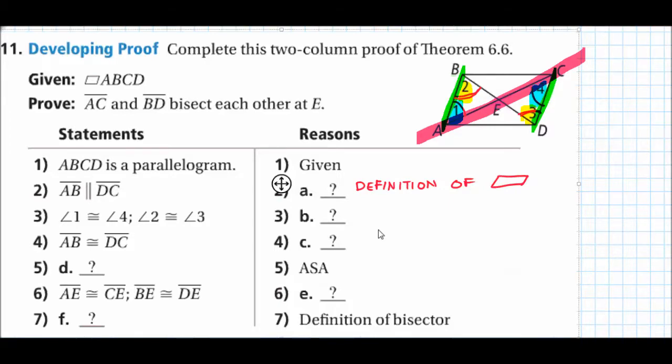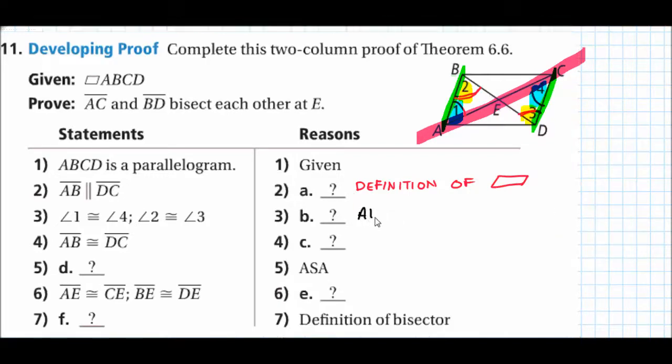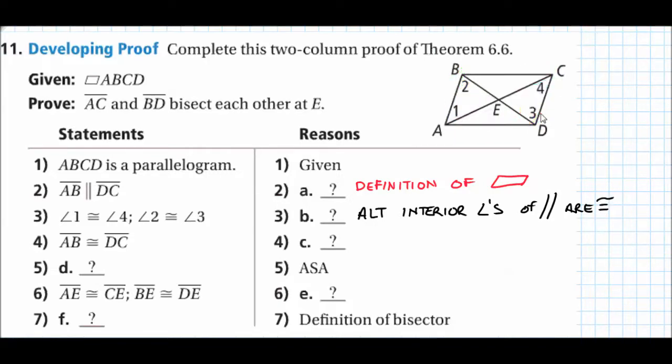So the reason then on number 3 part B is this. If lines are parallel, which we already proved, alternate interior angles of parallel lines are congruent. Okay, the next part says AB is congruent to CD.